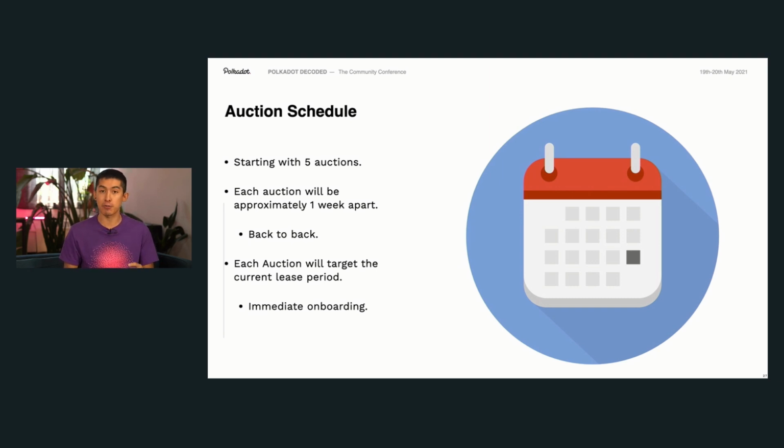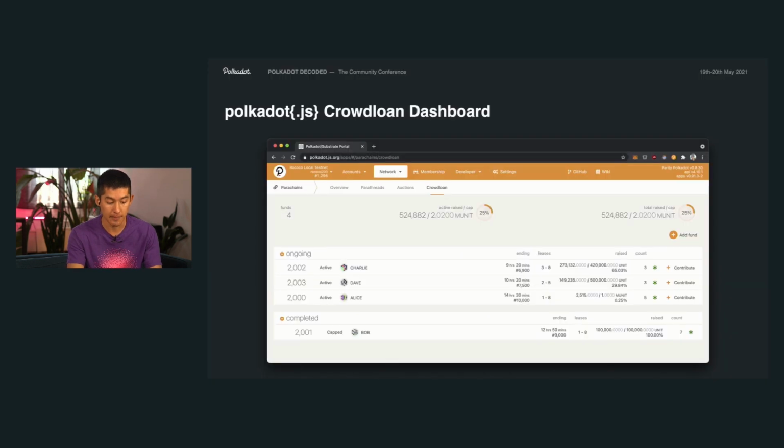So as soon as a winner is picked in an auction, you will start seeing that parachain immediately start to onboard, and you basically should have that parachain building blocks that day, which is kind of crazy to think about, how close we are going to be to parachain teams really launching on Kusama.